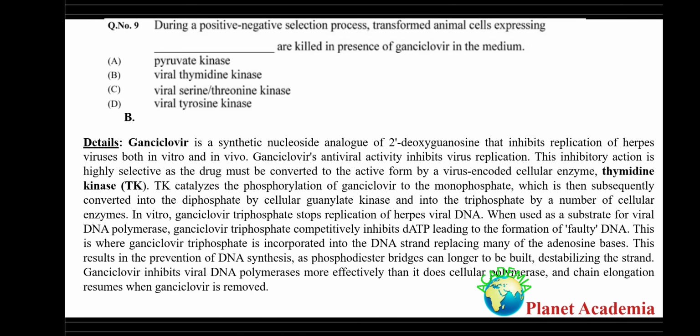Next question is, during a positive negative selection process, transformed animal cells expressing blank are killed in presence of ganciclovir. What is ganciclovir? Do you know? Ganciclovir inhibits the replication, especially of the herpes virus.